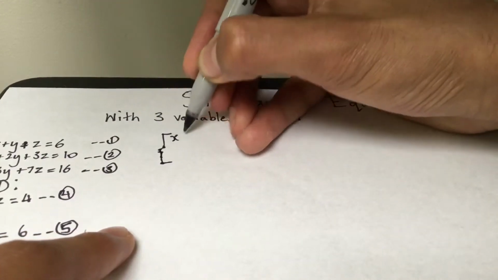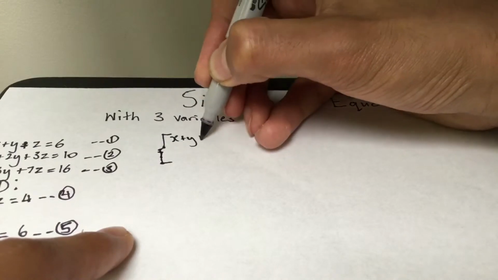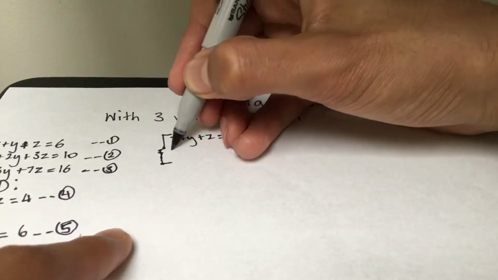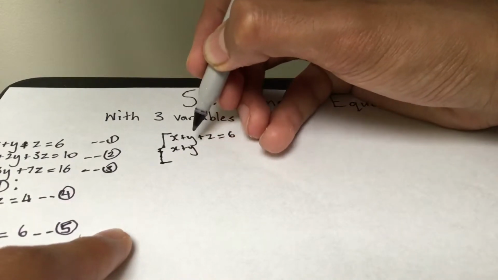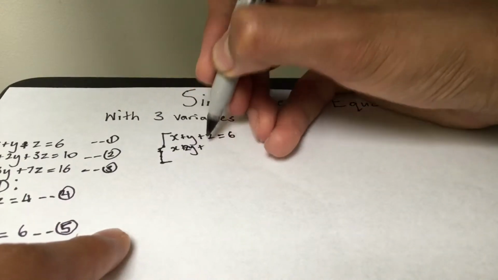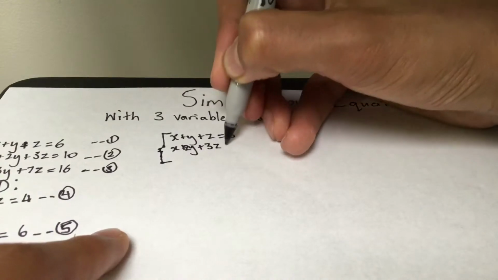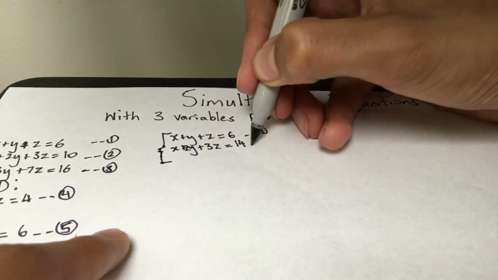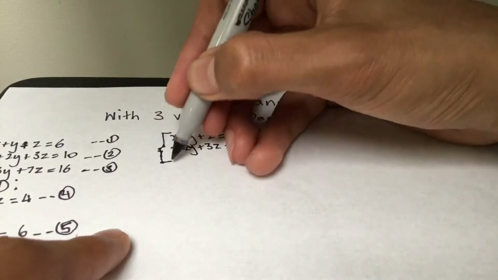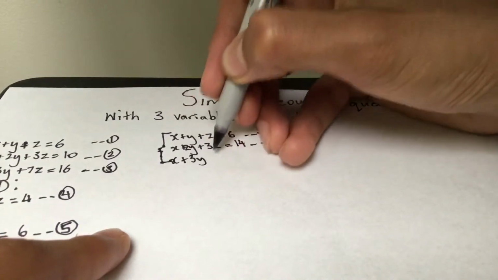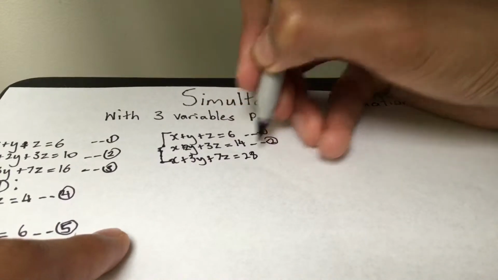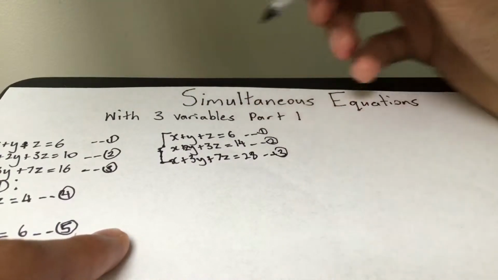Okay, so x plus y plus z is equal to 6 again. Let's do x plus 2y plus 3z is equal to 14, and let's label it equation 1 and equation 2. And let's do x plus 3y plus 7z is equal to 28. So that's going to be labeled equation 3.